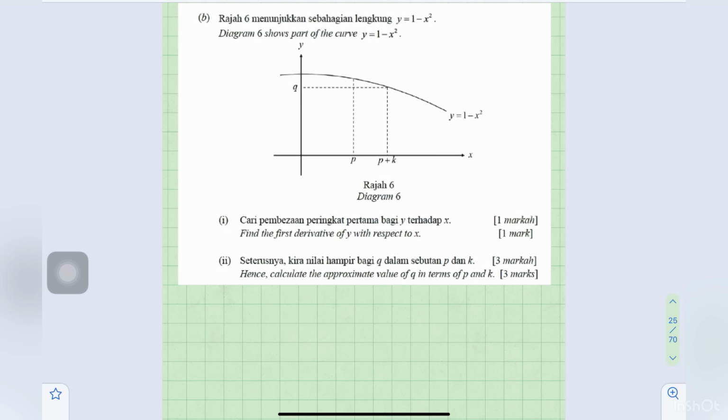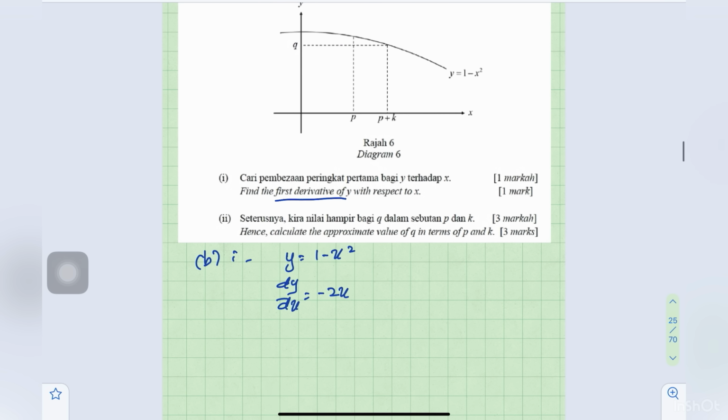B. Diagram 6 shows part of the curve y equals to 1 minus x squared. B, Roman 1. Find the first derivative of y with respect to x. Okay, so B1. Okay, dia nak first derivative. Now we have y equals to 1 minus x squared. So first derivative meaning that dy dx lah. Eh? First derivative. So dy dx is negative 2x.